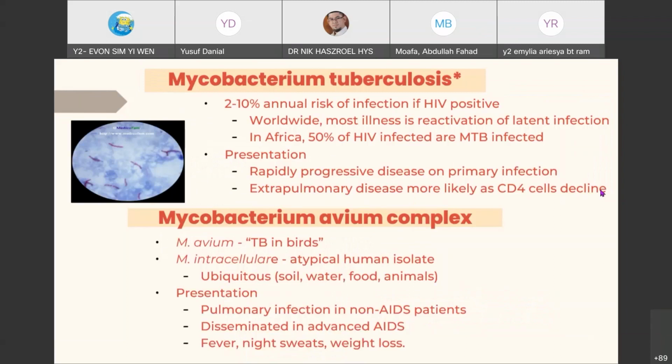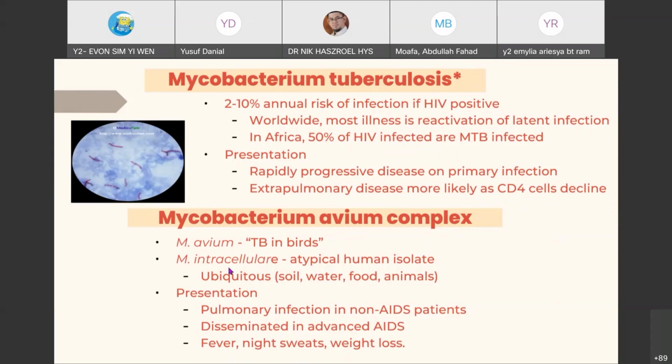So for the next one, Mycobacterium tuberculosis, which we all know is the causative agent of tuberculosis, is an acid-fast bacillus and an airborne microorganism. It can spread from person to person, such as when talking, spitting, and coughing, and it usually targets the lung. We can diagnose using Ziehl-Neelsen staining. There is a 2 to 10% annual risk of infection with Mycobacterium tuberculosis if HIV is positive. For the presentation, they will have rapidly progressive disease on primary infection, and extrapulmonary disease is more likely as CD4 cells decline.